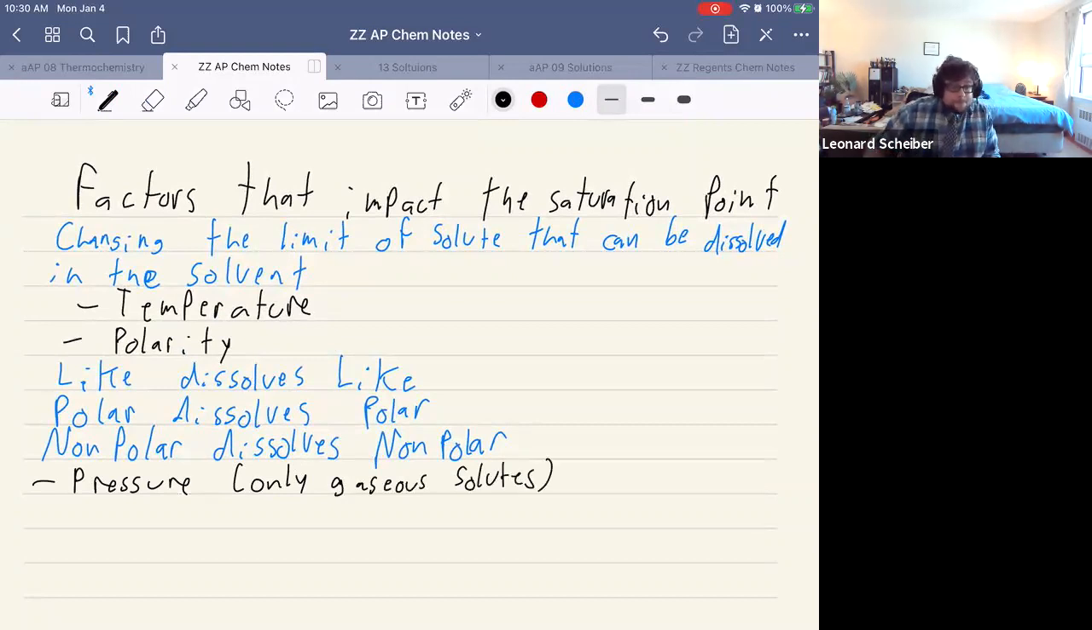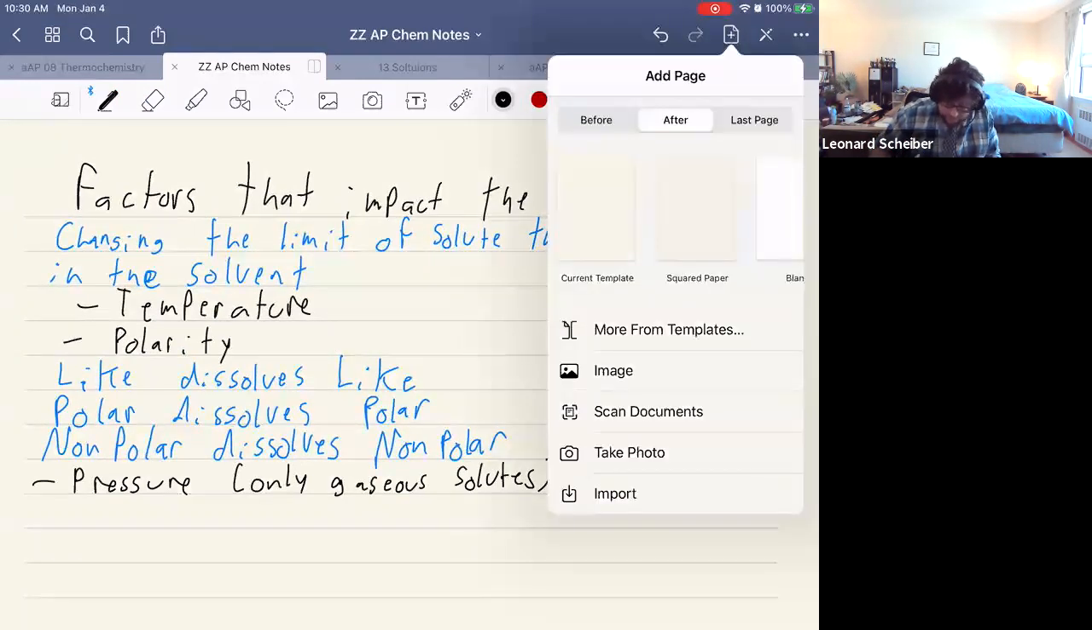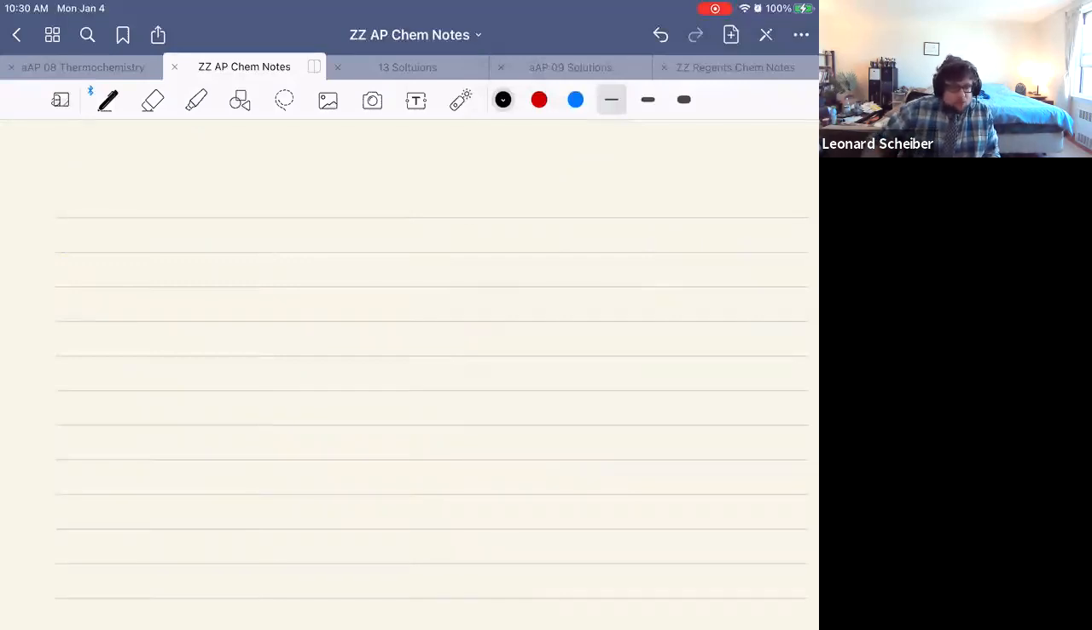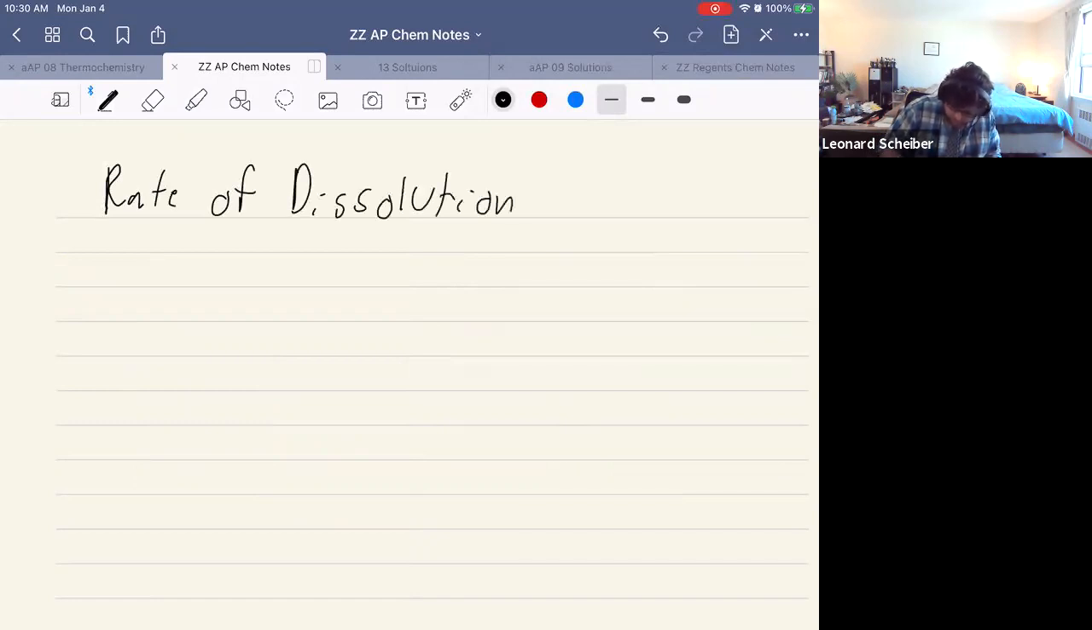Okay. So I told you that solubility is all about amount, not about speed. When we talk about speed, we talk about the idea of the rate of dissolution. The rate of dissolution is the speed that a solute dissolves.